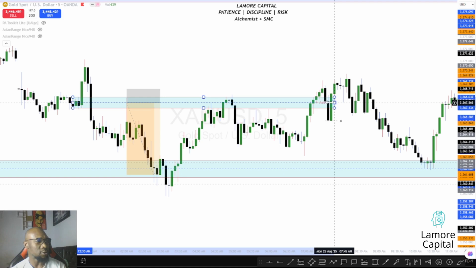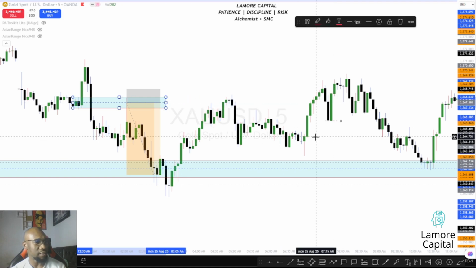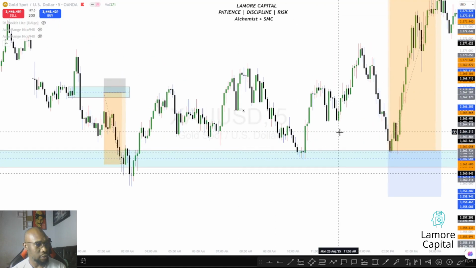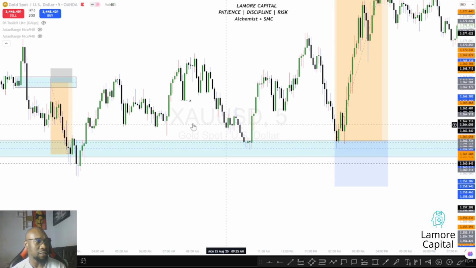So after that particular trade, I didn't see any clear setup that I could take. I waited, and I didn't see any clear setup for Monday and for London session that very Monday. But this was a nice setup.